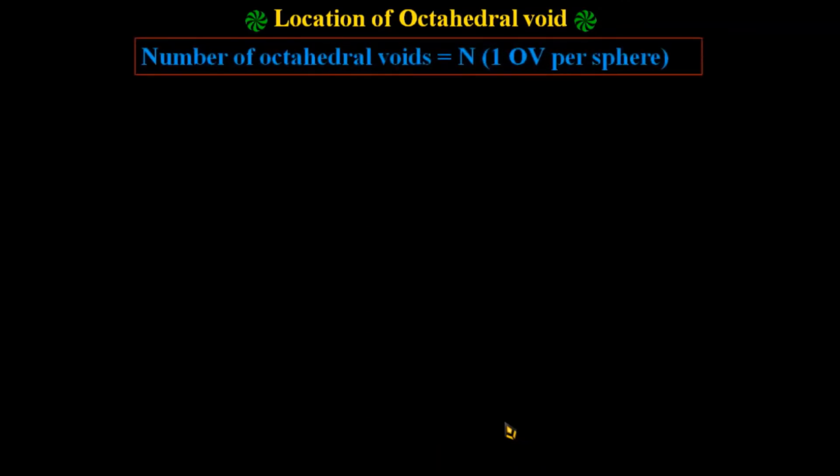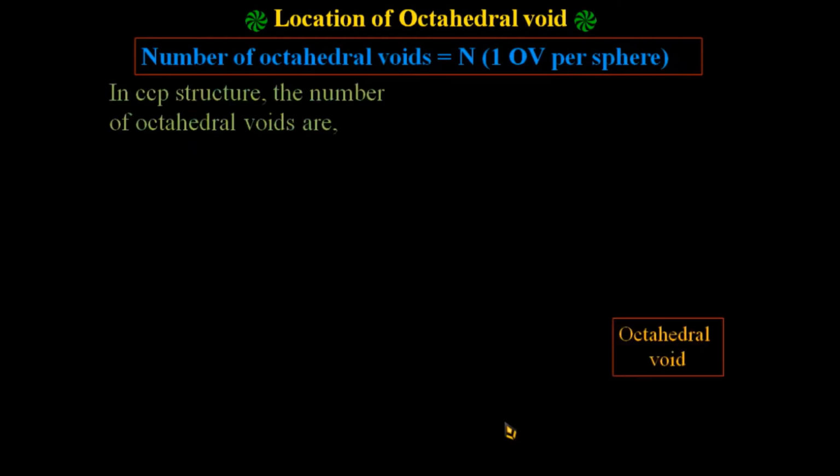Now, we move to the location of octahedral voids. Let us consider a unit cell of a CCP or FCC lattice. It has atoms at all corners of the cube and at the center of each face. Again, if we look carefully, we observe that the body center of the cube is not occupied, but it is surrounded by the 6 atoms at the centers of the 6 faces.